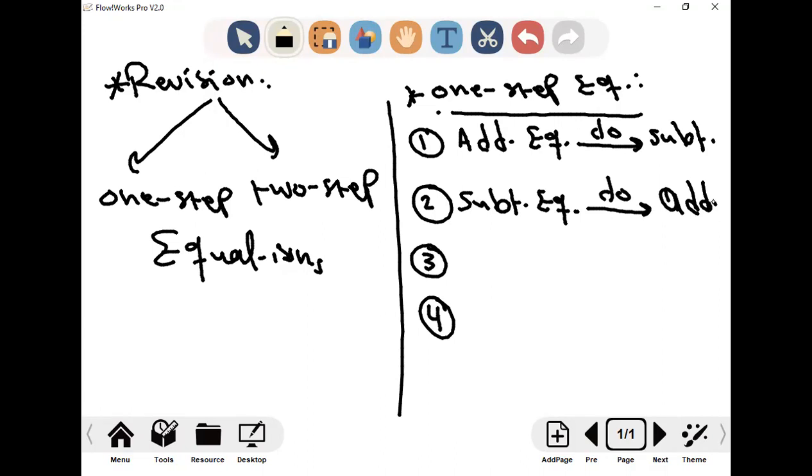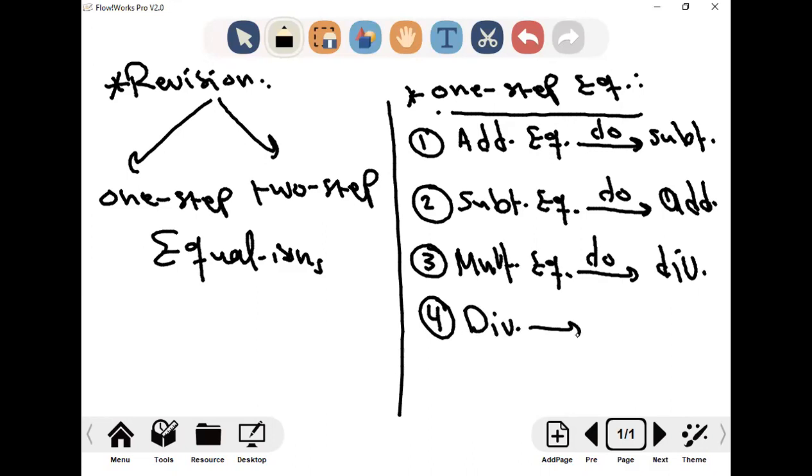Third type, which is multiplication equation. And if we have multiplication, we do what? Division. Fourth type, and the last one was division equation. And if we have division equation, we do what? Multiplication. These were the four types which we took before. Now we'll take examples about them. Just remember the strategy of solving these equations. Please copy. Then we'll go to the other board.